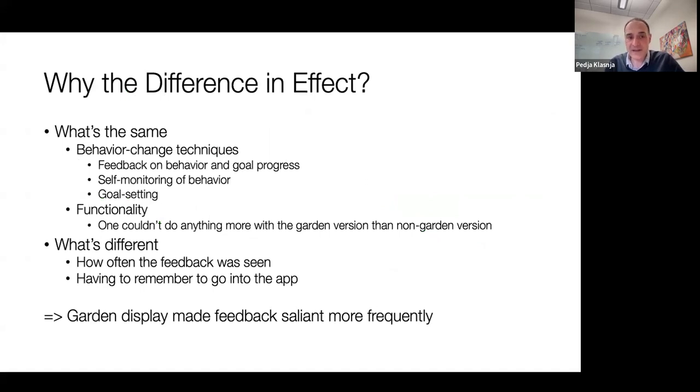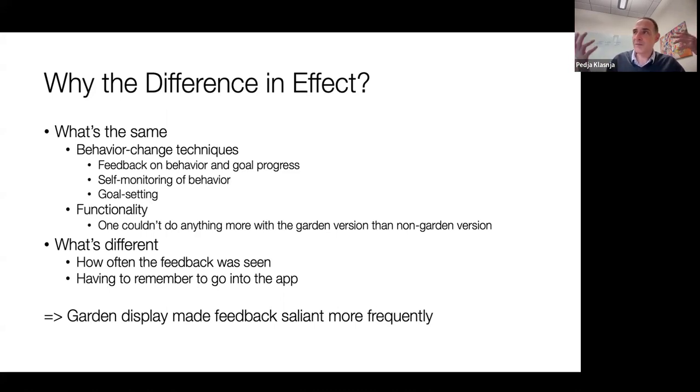So one of the things that is interesting here is that if we look at this system in terms of behavior change techniques, both variations of the system had exactly the same things, right? So it had feedback on behavior and goal progress. There was self-monitoring of behavior. There was goal setting. And you really couldn't do anything different with the garden version of the app than a version that did not have the garden. So what was different is that the feedback was seen more often if you had it on the background screen of the phone, and that people didn't have to remember to go into the app.